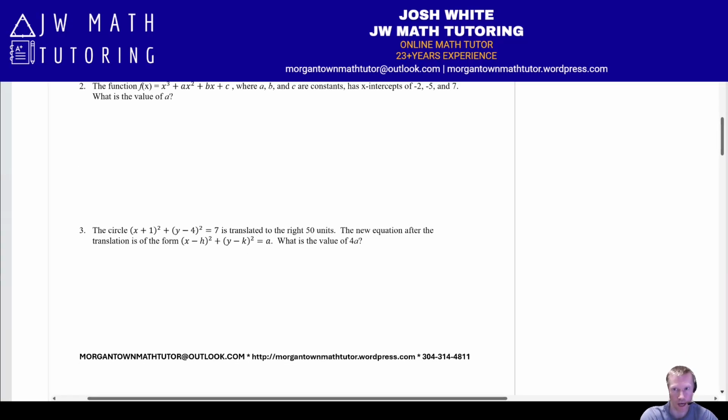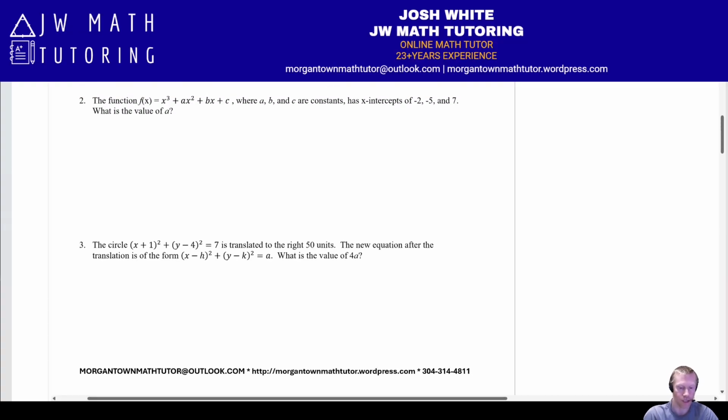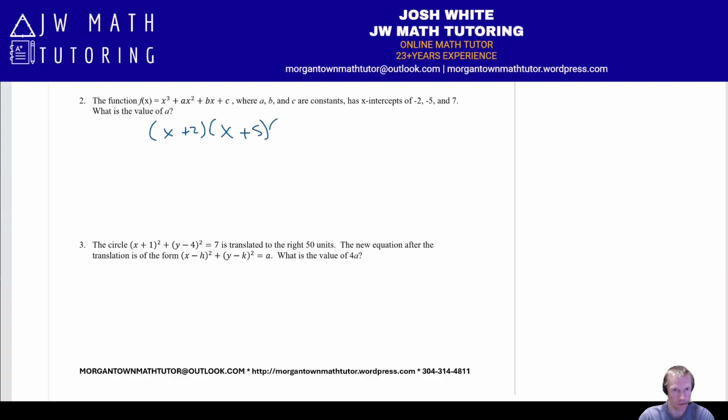Next question, number 2. We have a polynomial function. They give us the intercepts. They want to know what the value of a happens to be. So one way to do this is to just set up all the factors. We have our intercepts. Our factors are going to be like x minus c, where c is the intercept. So in other words, x minus negative 2, x plus 2, x minus negative 5, which is x plus 5, and x minus 7. And then you go through and do the actual work out.